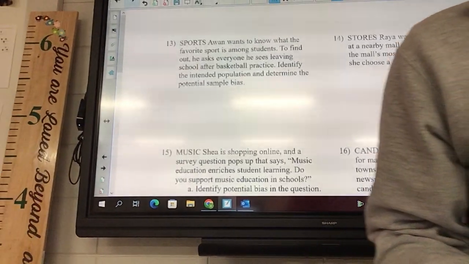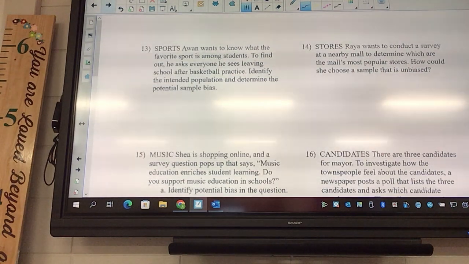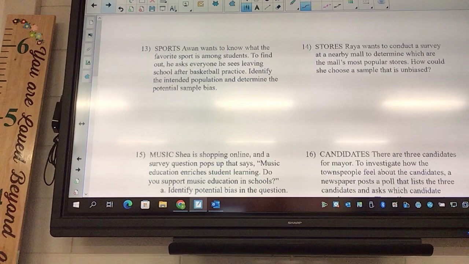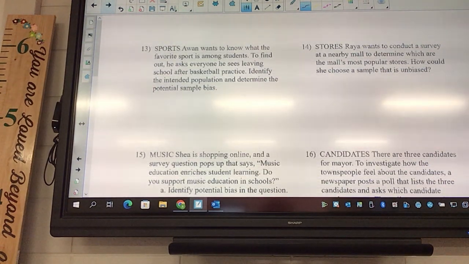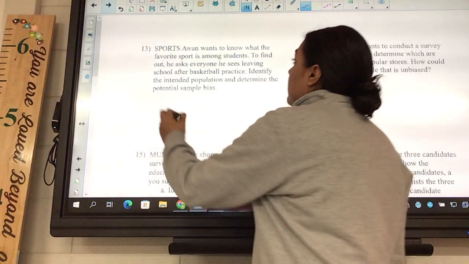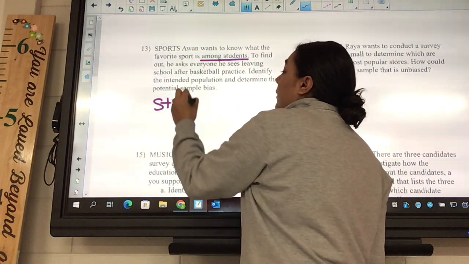Okay, 13 says, Awan wants to know what the favorite sport is among students. To find out, he asked everyone he sees after school leaving basketball practice. Identify the intended population and determine the potential sample bias. So, what is the intended population? Students, okay? That's what he's trying to figure out. He wants to know among students, and it tells us in here, among students.